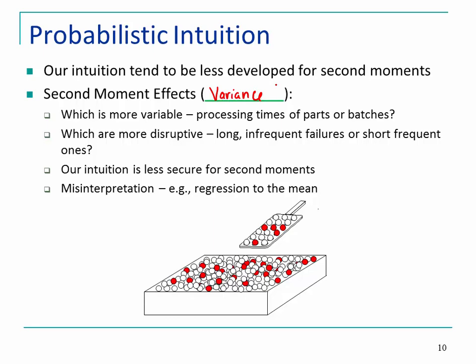For example, which is more variable, processing times or parts or batches? Which are more disruptive, long infrequent failures or short frequent ones? And that was the first example that I mentioned today. Our intuition is less secure for second moments, which is again the variance.